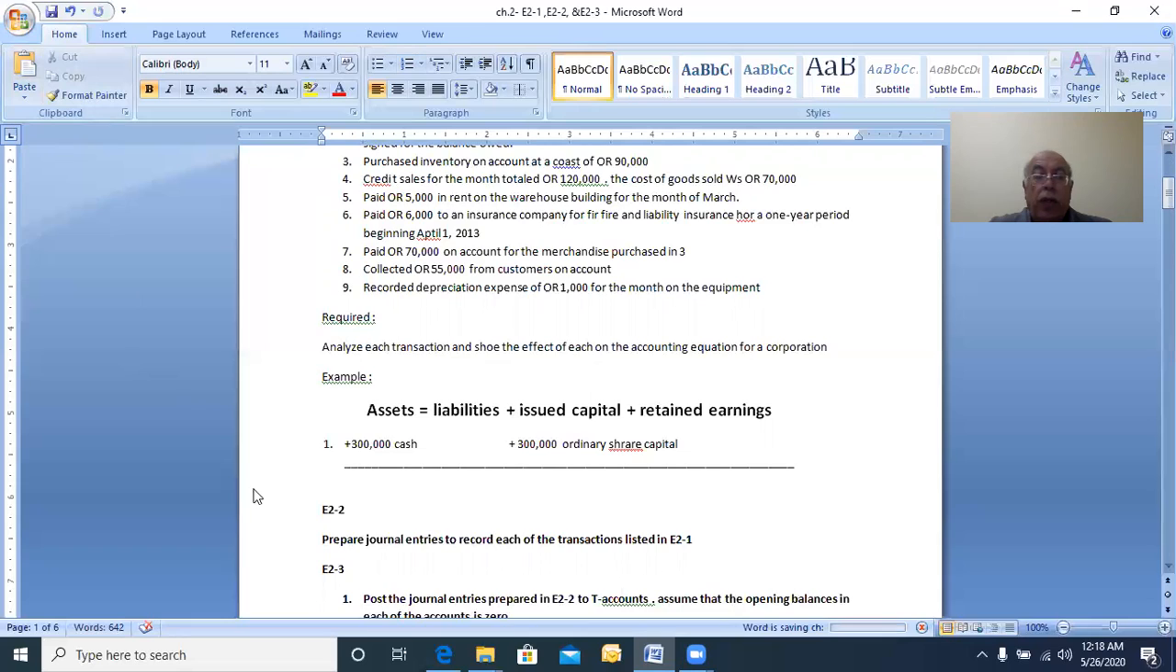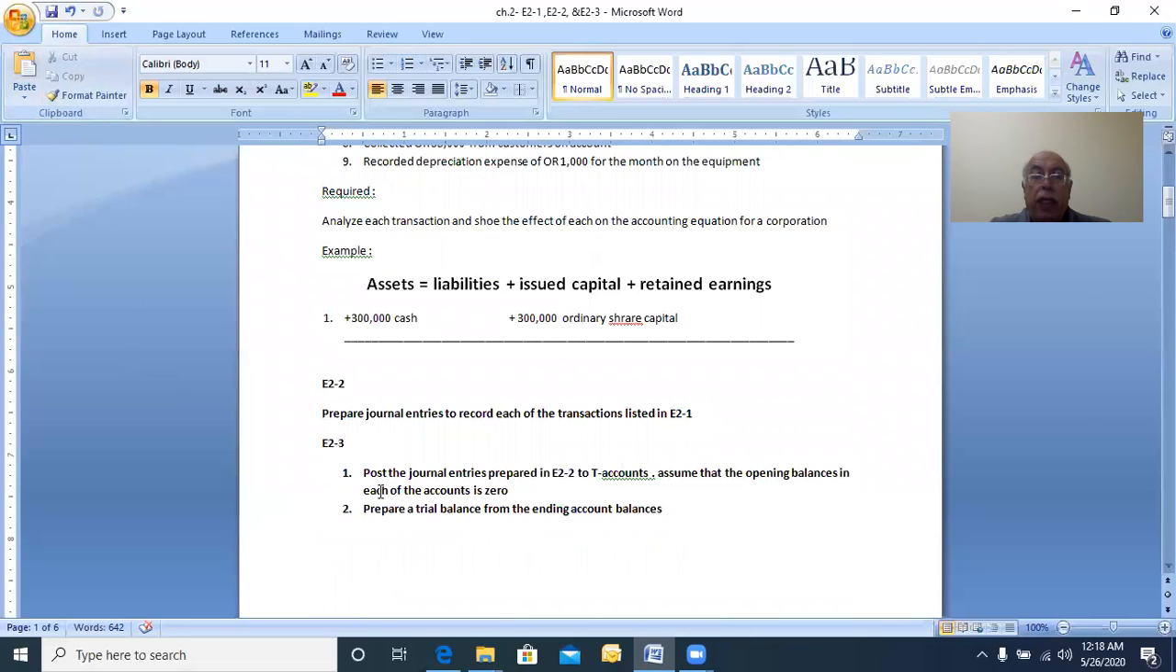Then exercise 2.3. After we prepare our journal entries, we want to post the entries to T accounts. It is assumed that all accounts have opening balances of 0.